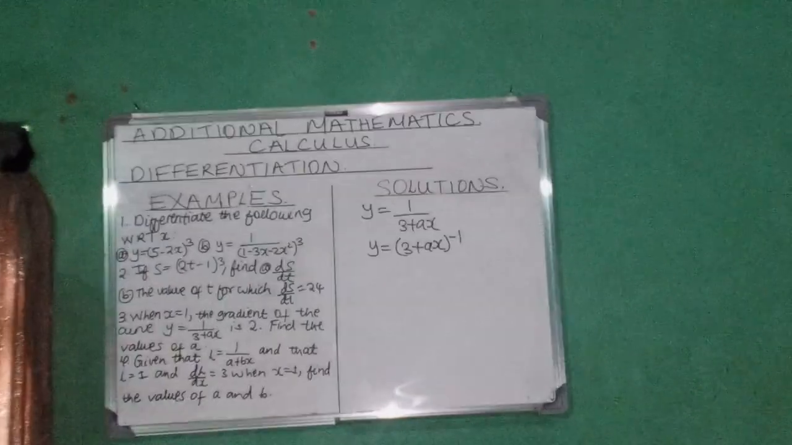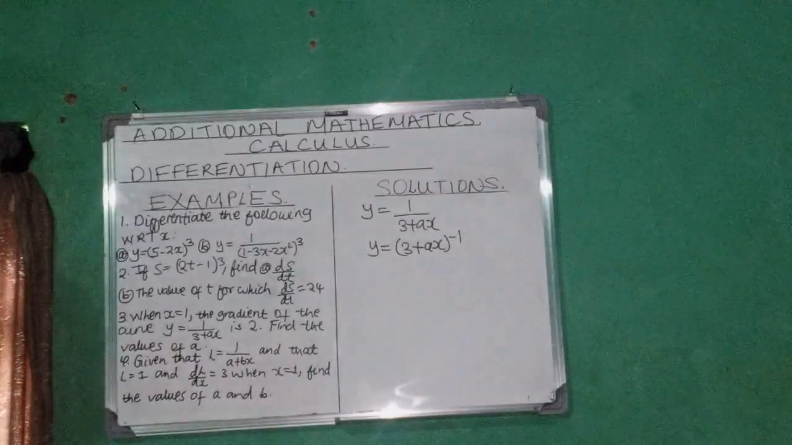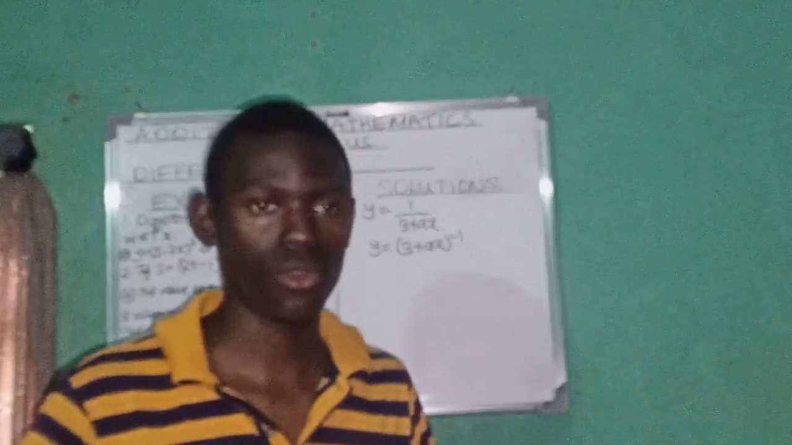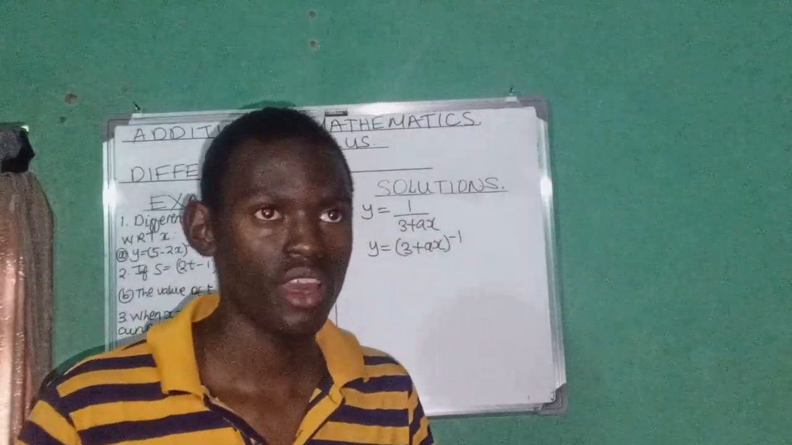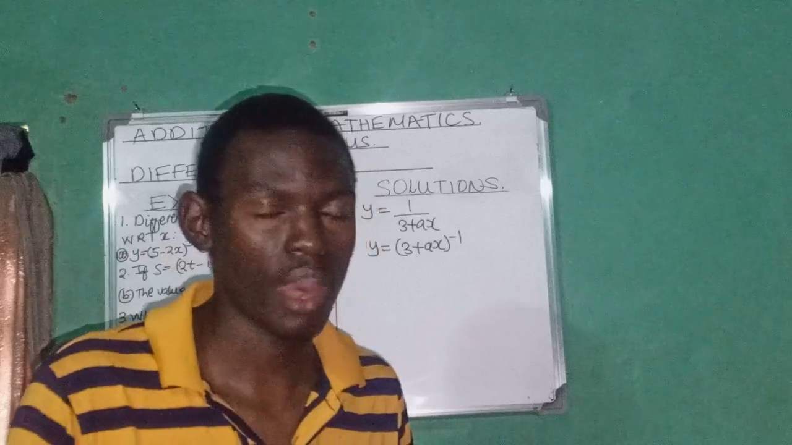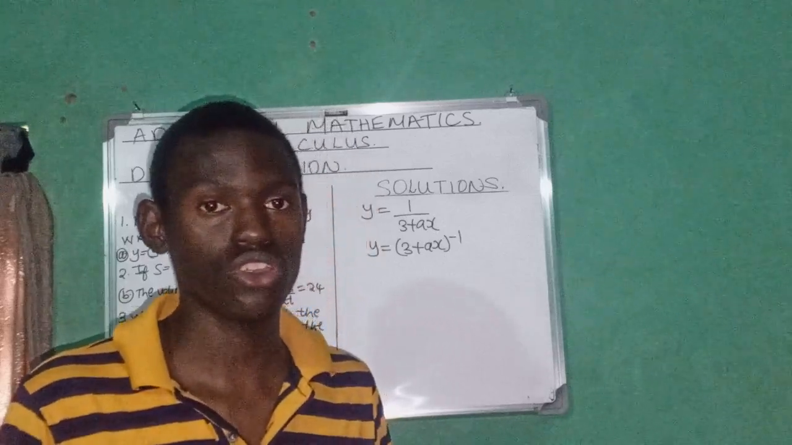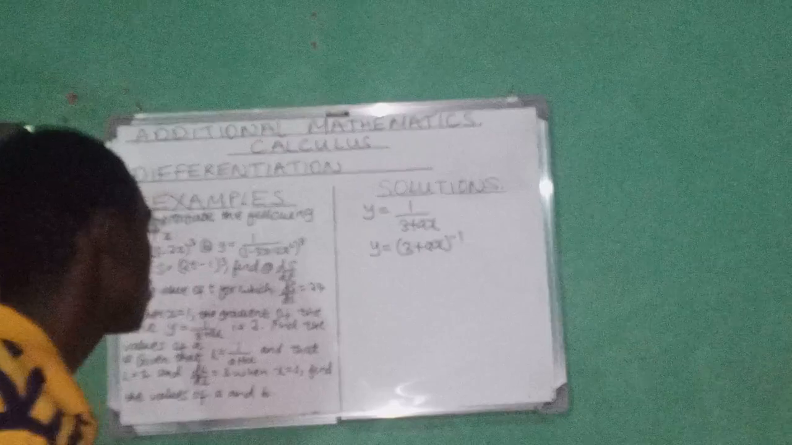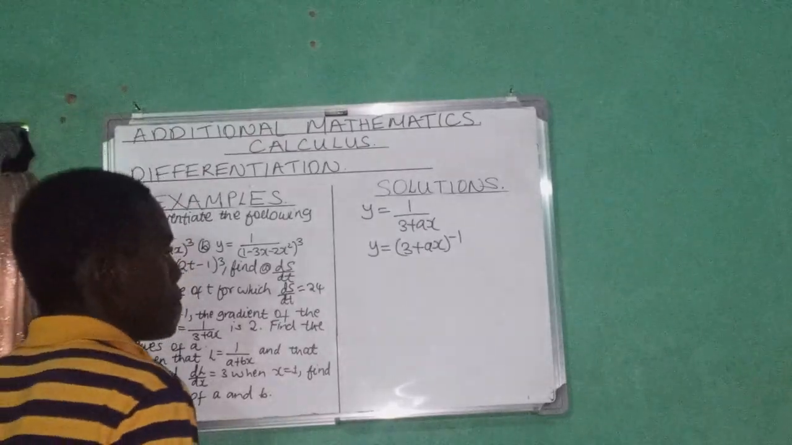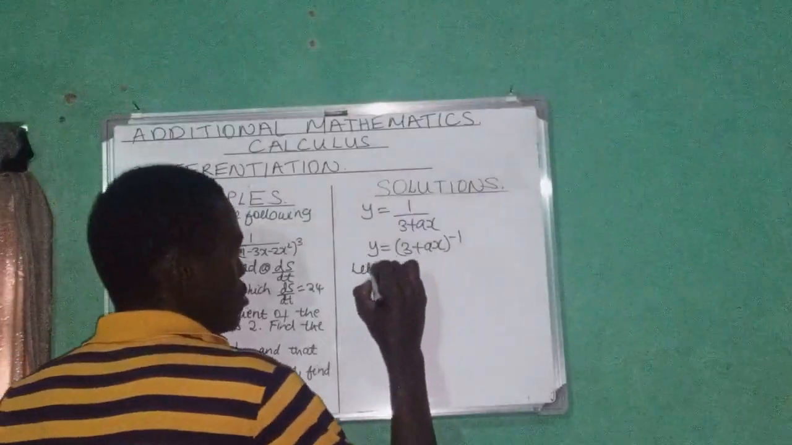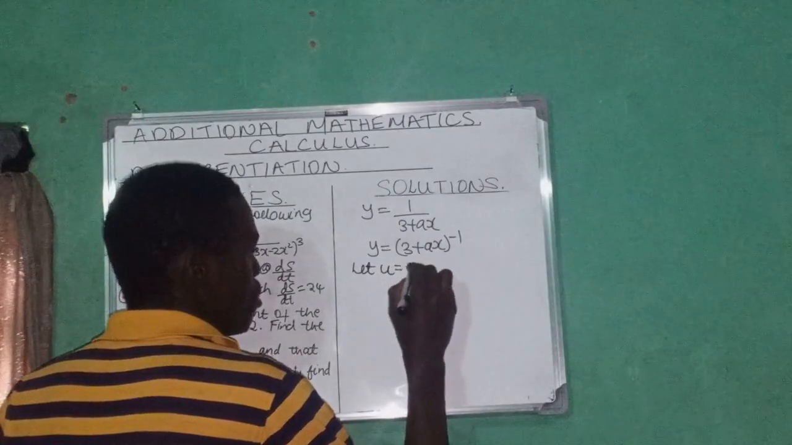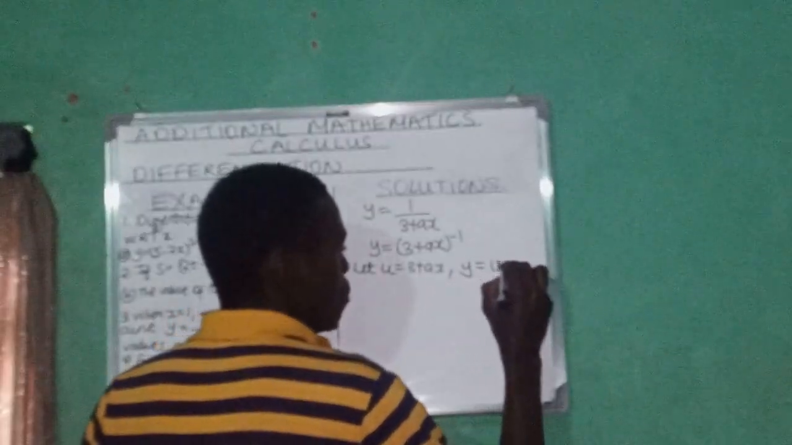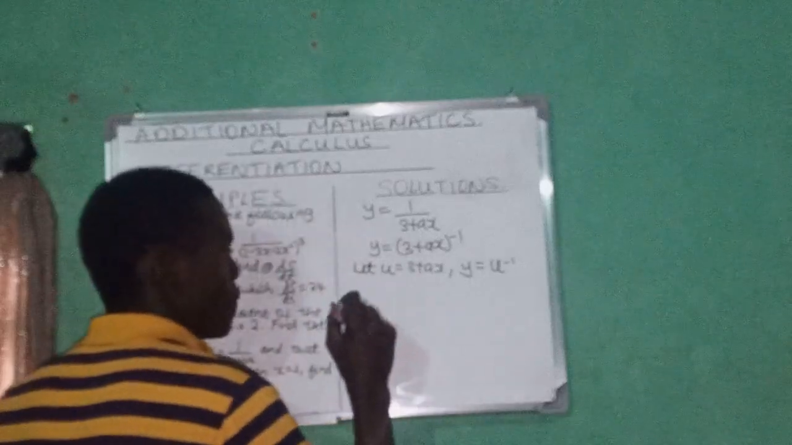In this question we are going to use the chain rule. In the other video we used the quotient rule. In this one we're going to use the chain rule. Then in the next question, the next video, we're going to use the quotient rule. Okay, to proceed, we say let u be equal to 3 plus ax, so y will be equal to u to the power negative 1.